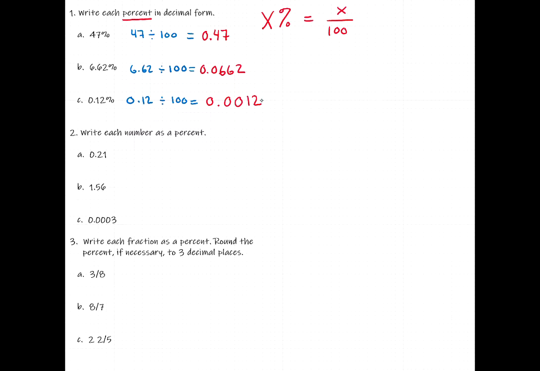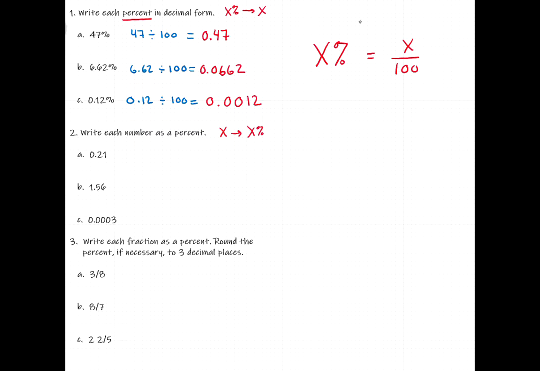Okay, so now let me just rewrite this over so there's more room. So we said x percent equals x over 100, where x is the decimal and x percent is the percentage. Now, in problem 2, we're converting the decimal to a percent. So in problem 1, we're taking x percent and converting to a decimal. In problem 2, we're taking x as a decimal and converting to a percent.